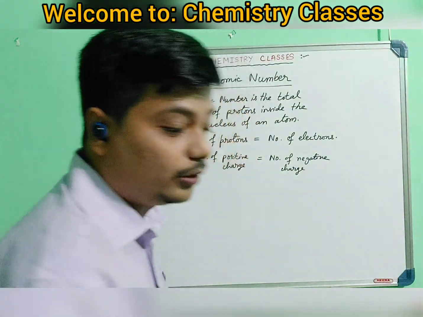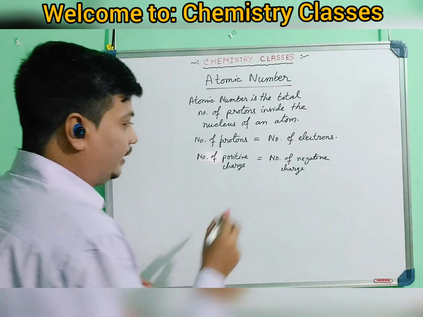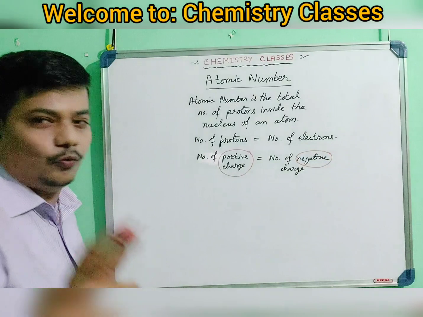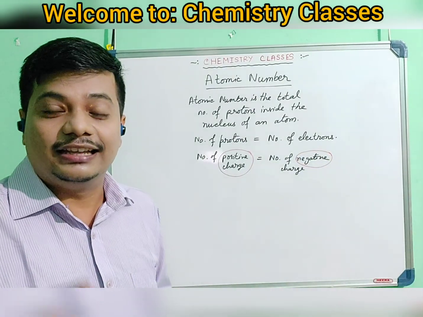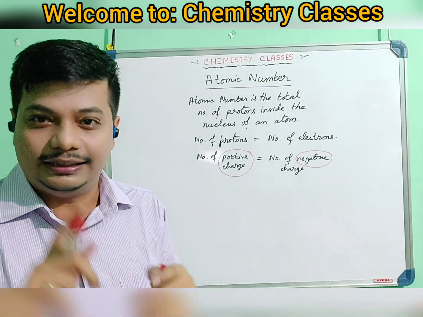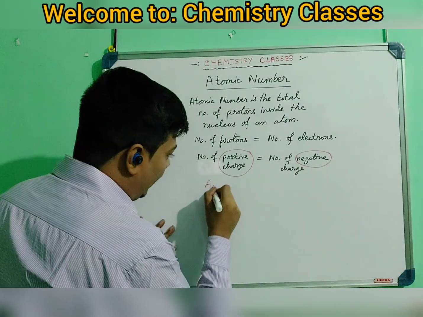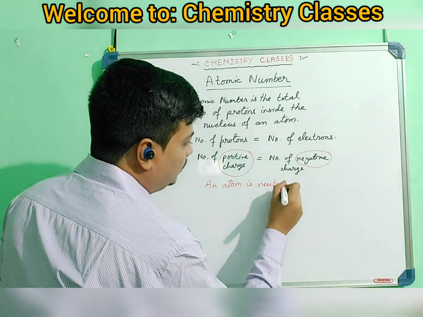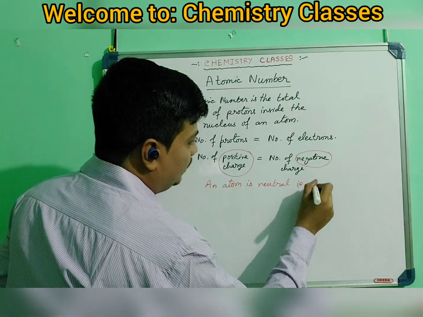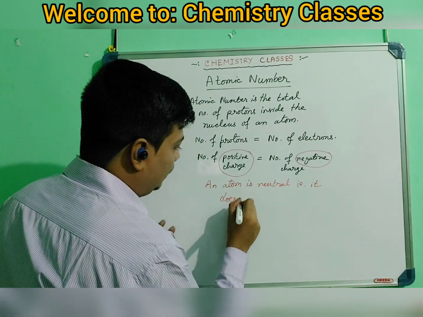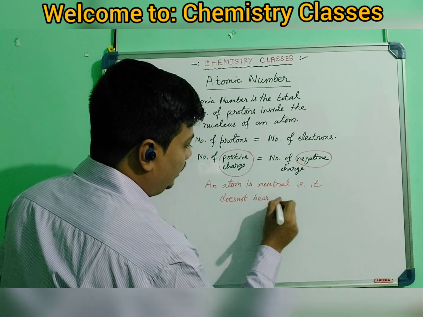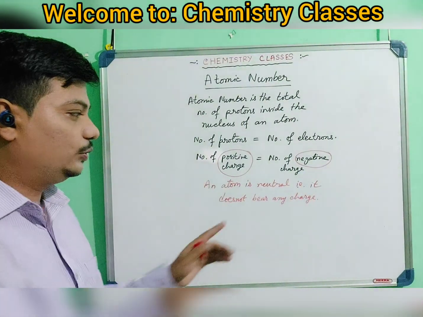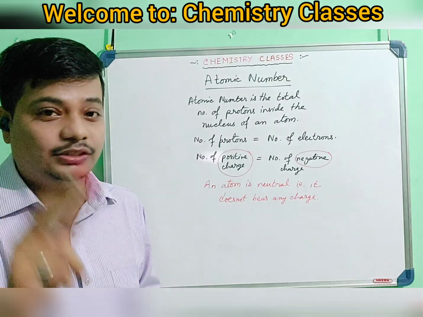Now, one very important thing that I would like to highlight: the number of positive charges is equal to the number of negative charges. What does this mean? This means that they nullify each other. That means an atom is neutral, that is, it does not bear any charge. So this is another important fact, that an atom is neutral.